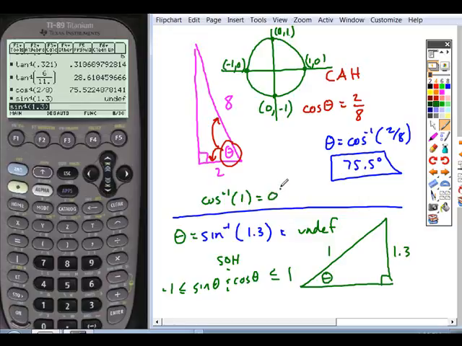Zero. Cosine, if it's asking you for a ratio that's higher than 1 or lower than negative 1, it's not going to work. Hopefully you kind of see why. It'll cycle it back here. All right.